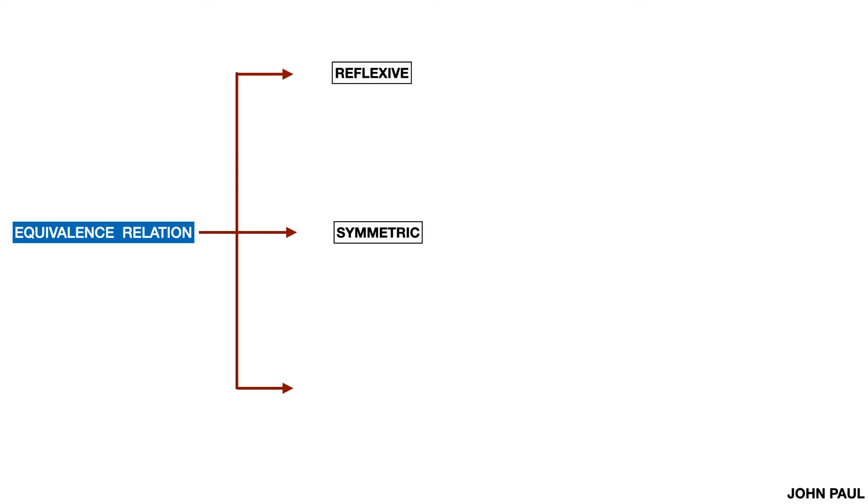Equivalence relation. To prove equivalence relation, it has to satisfy three conditions such as reflexive, symmetric, transitive. Now let us see what is reflexive. If (a, a) belongs to R for every a belongs to A, then we will see it as reflexive.